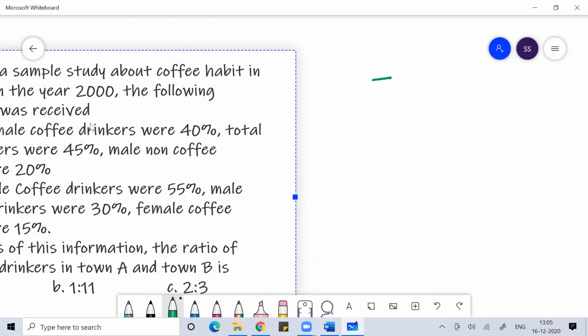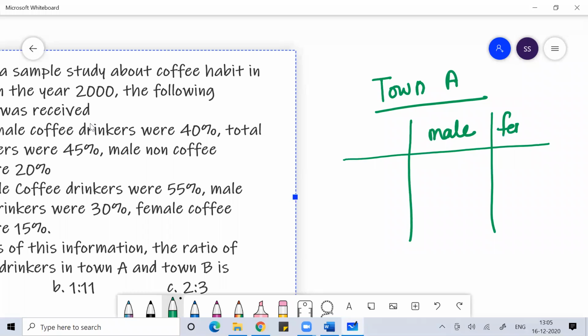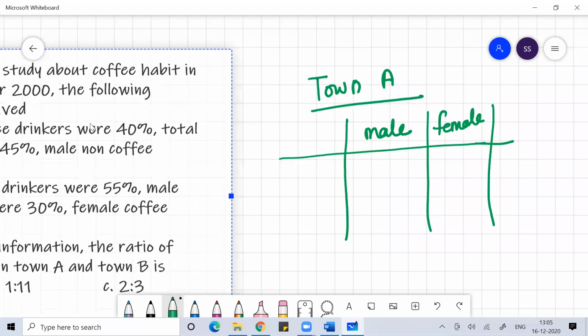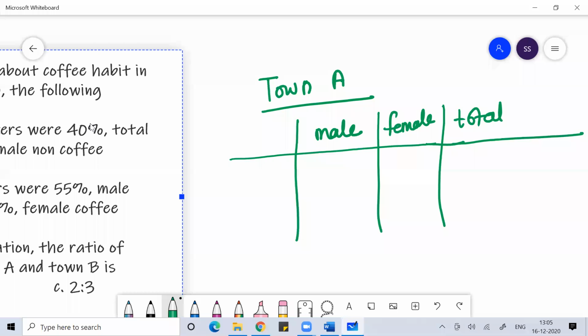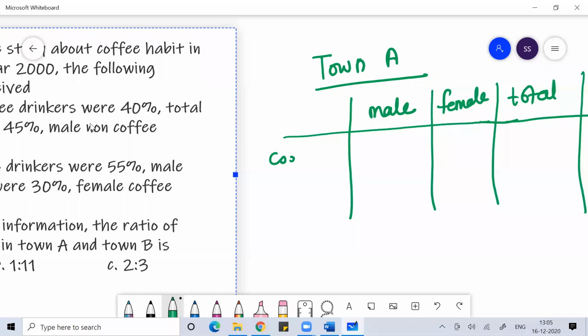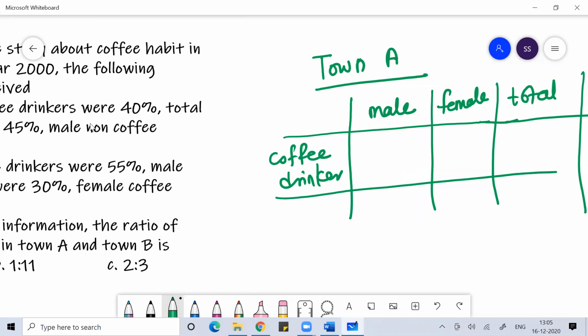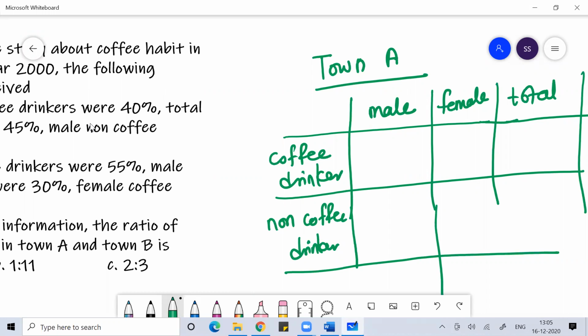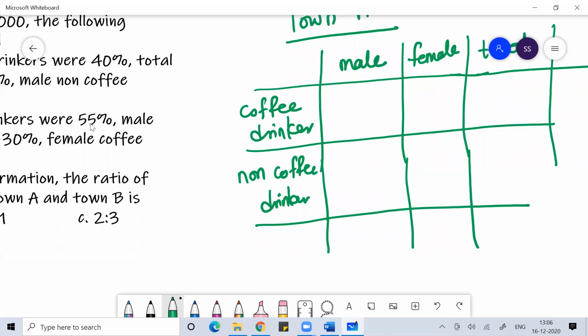Let's do the first one, town A. Make a table with male, female, total, then coffee drinker, and non-coffee drinker. Okay, so this would be the total.